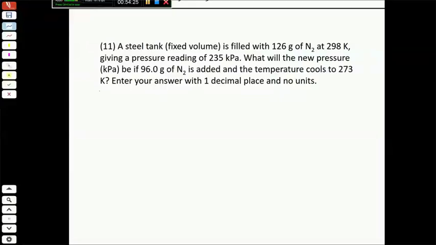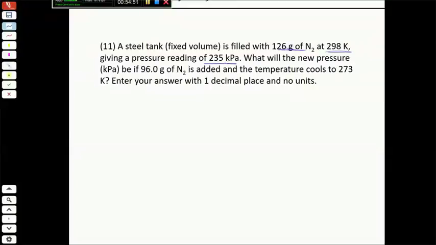There's actually a few different ways we can approach this problem. One is we don't know what the exact volume is, but we have enough information to find it if we wanted to. So we know how much nitrogen we initially have, we know the initial temperature, we know the initial pressure. So if we wanted to, we could solve for what the volume of the container is and then use PV equals nRT again to figure out what the new pressure would be. That's one way to do it.